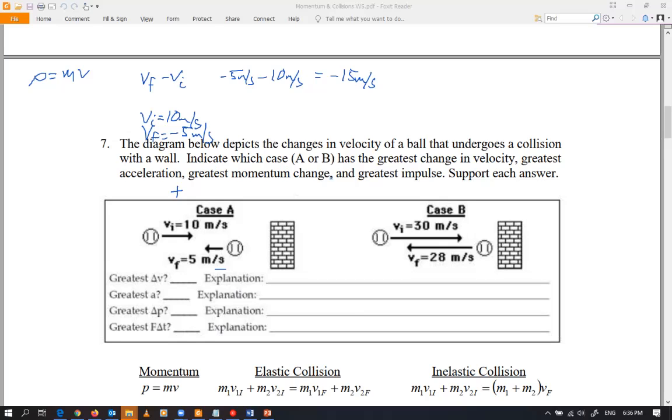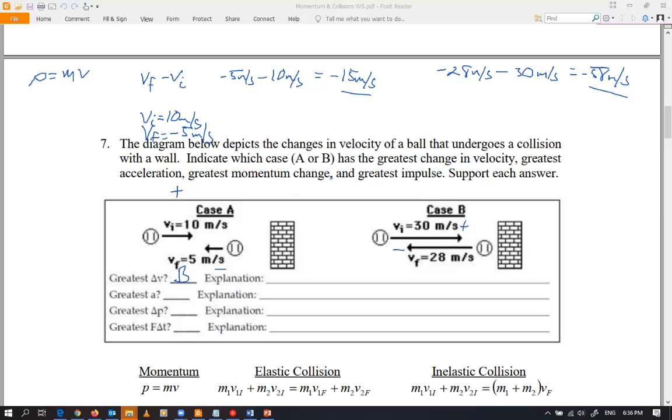If we look at our other instance, we do the same setup: positive going into the wall, negative coming away from the wall. We take negative 28 meters per second minus 30 meters per second, which gives us negative 58 meters per second. So the change in velocity is obviously going to be greatest here in case B, because as you can see, the change in velocity is 58 versus 15 meters per second.